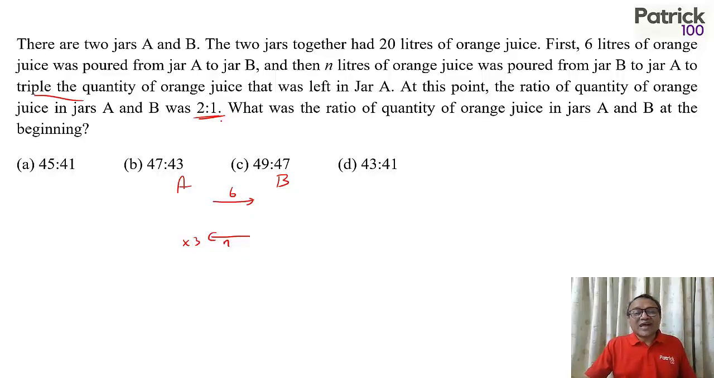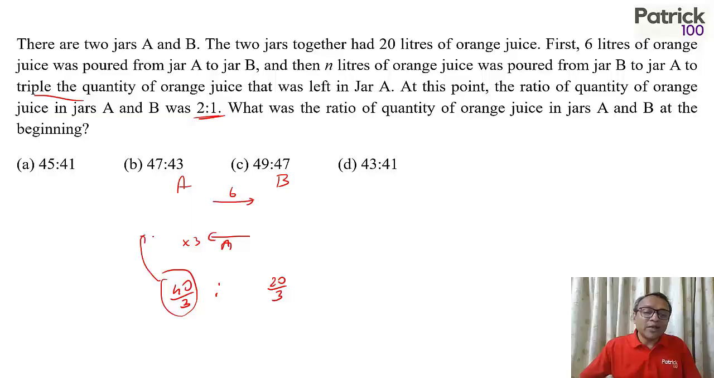So always start with the value given to you. The value given is in the end, 2:1. So take 20 liters, but break it up into 2:1. If I break it up into 2:1, one part will be 1/3 of 20, which is 20 upon 3. The other will be 2/3, which is 40 upon 3. Now this becomes triple after adding n.